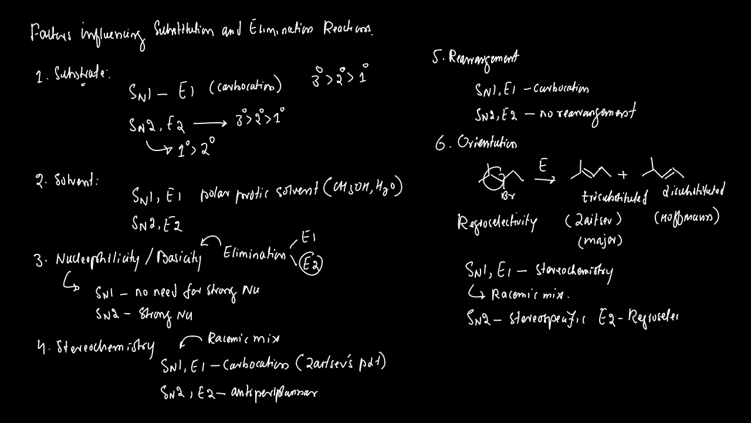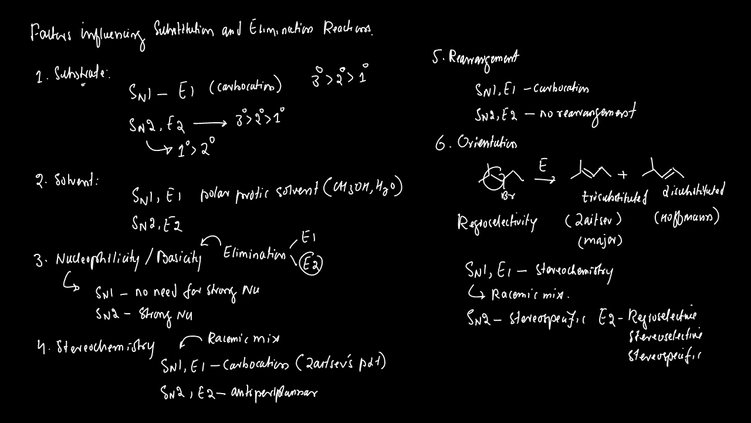regioselective, stereoselective and stereospecific. By regioselectivity we mean where the double bond will form. Both E1 and E2 are regioselective because we get a highly substituted alkene. As far as stereoselectivity is concerned, it tells us about the formation of different stereoisomers such as cis and trans in E2 elimination reaction. And similarly, in a stereospecific reaction, we get only one stereoisomer.